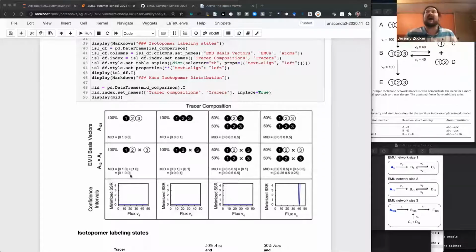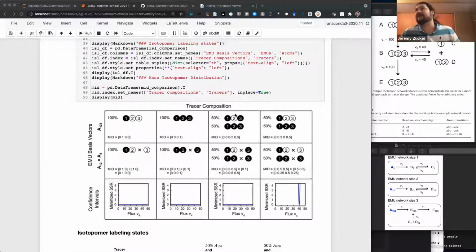Because I cannot use the MID to distinguish whether the flux came from A123 or whether it came from A12 convolved with A3. And likewise, when I send in a pure tracer of fully labeled, I get the same problem. The MID from A123 and the MID of A12 convolved with A3 is the same.